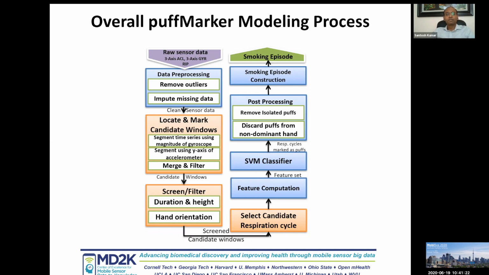And once we had the puffs, then came post-processing to discard any isolated puffs, because we expect puffs to be in sufficient succession, maybe 20 or 30 seconds apart. And usually a cigarette lasts about 6 minutes or so. So we expect the puffs to last sufficiently long.